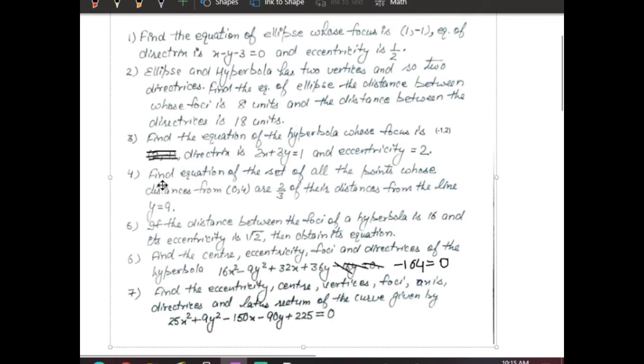Coming over to the fourth question, find the equation of set of all points whose distances from this and whose distances from a foci are this. Okay, 2/3 of their distances. So this is also a simple question and somewhat depends upon calculations, but by looking at the 2/3, you must analyze this is the equation of ellipse and you must end up with that. Okay, and here's your solution.